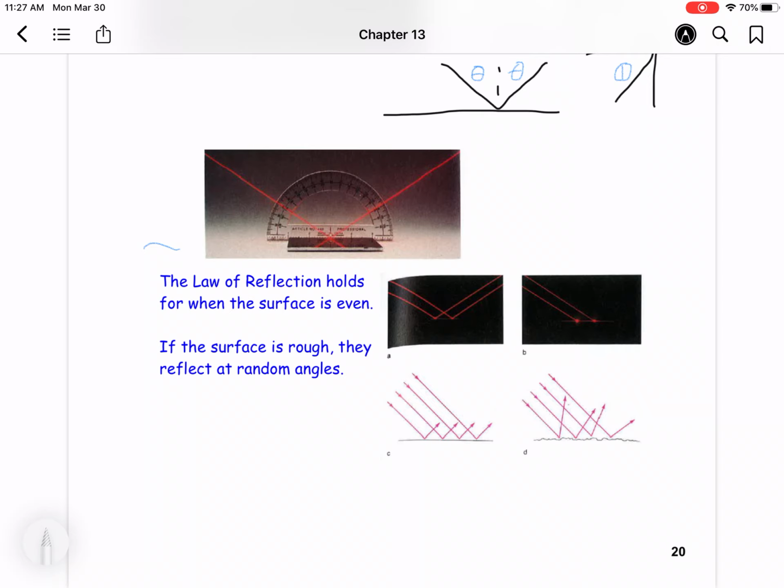All right, and you can see that here, right? That's a nice little surface; it reflects well. This is an uneven surface; it kind of just reflects randomly, and we don't really see any kind of reflection.